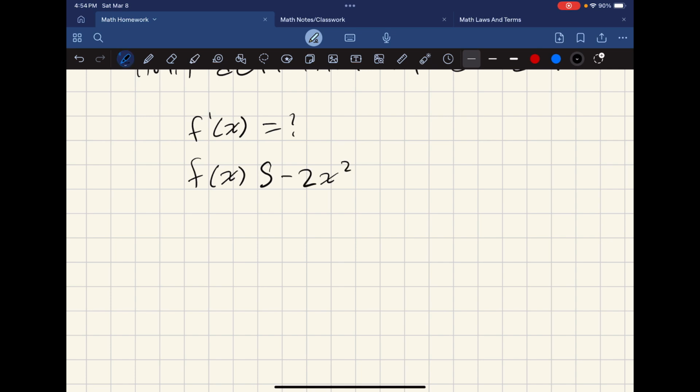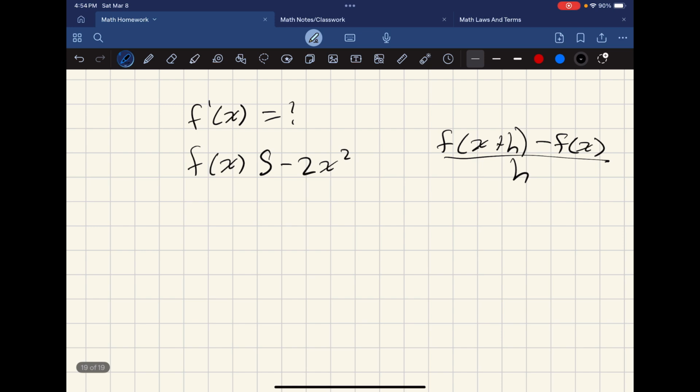So to go ahead and start this, we're going to use the limit definition of a derivative. So the equation for that is going to look like f(x) plus h minus f of x all over h. So for this, we're just plugging in the numbers into this equation here where they're supposed to go.